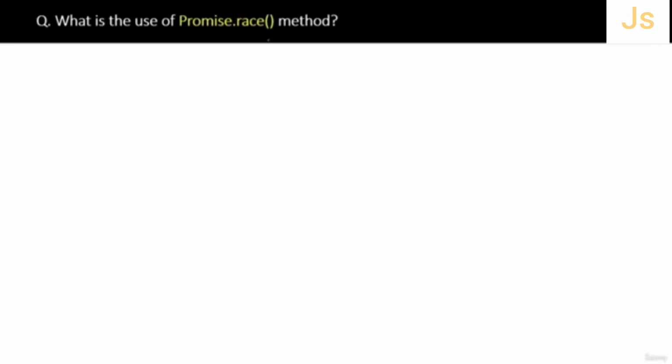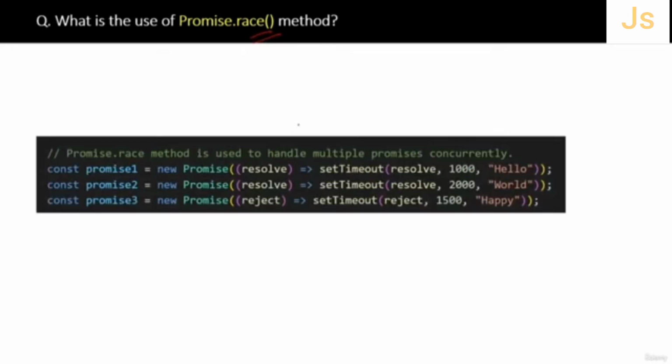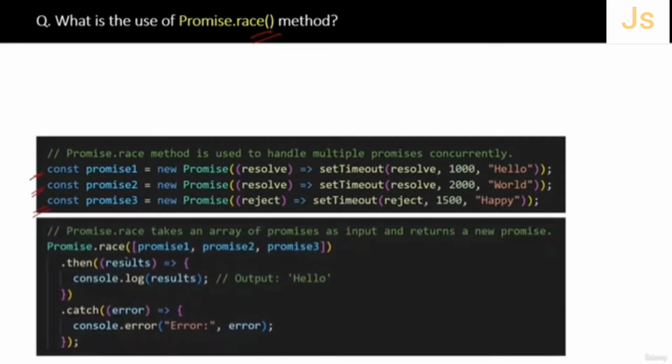What is the use of the promise.race method? Very similar to promise.all, just one difference. Here is the code where we have multiple promises. And here is the code where we are calling the promise.race function, taking all the promises as an array parameter input. The difference is that if even one promise is resolved or rejected, then immediately either the then or catch function of promise.race will be called.